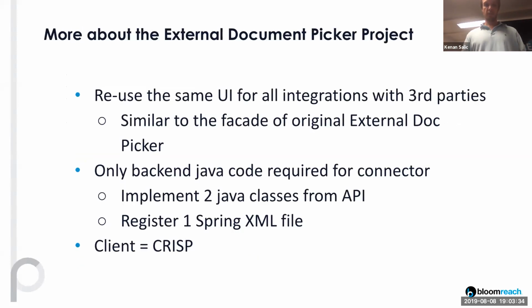All right. So that's it very shortly about the external document picker. Like I said before, if you have any questions more in detail later on how it exactly works with the connectors, let me know. But essentially, it will be very similar as you've created the external document picker before. It will be very similar to what you know as the facade. We will have something that's equally the same. Eventually, if you're writing Java code, you only need to implement two classes to make the external document picker work and register one Spring XML file.